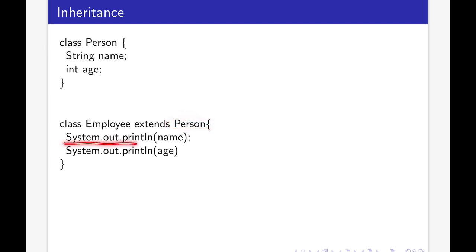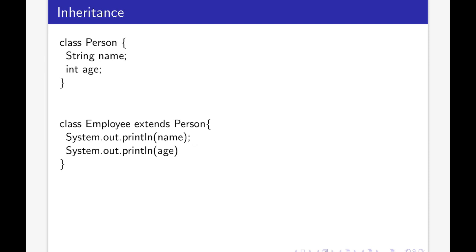Now we are writing print name and print age, or we can say System.out.println(name), System.out.println(age). In the previous lecture we discussed that name and age are the members of the Person class. So we can access these members name and age from the subclass of the Person class. Here Employee is a subclass of the Person class. That's why we can access the members name and age that are defined in the Person class. So till now we don't have any issues.